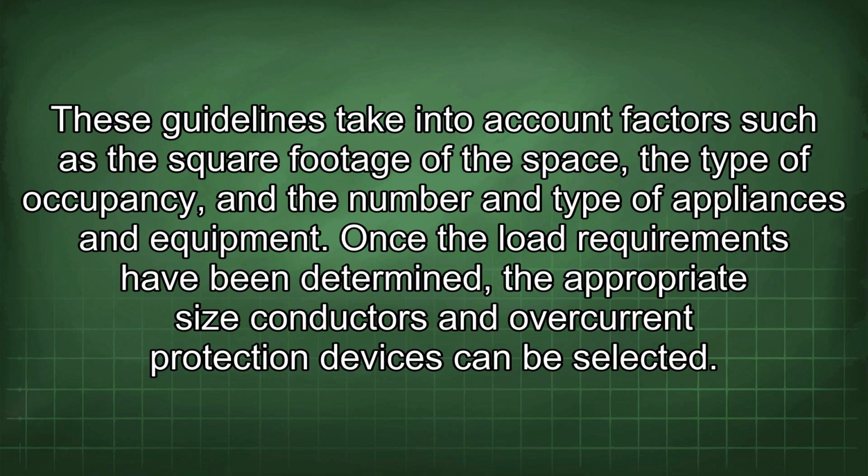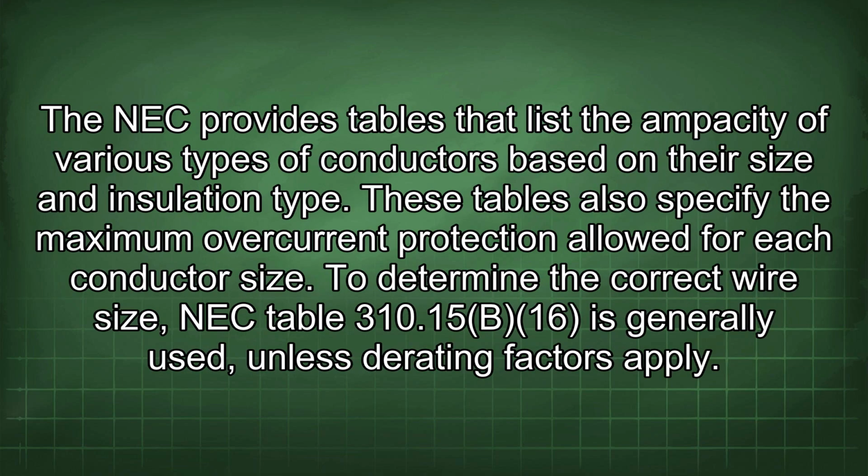Once the load requirements have been determined, the appropriate size conductors and overcurrent protection devices can be selected. The NEC provides tables that list the ampacity of various types of conductors based on their size and insulation type. These tables also specify the maximum overcurrent protection allowed for each conductor size. To determine the correct wire size, NEC Table 310.15(B)(16) is generally used, unless derating factors apply.